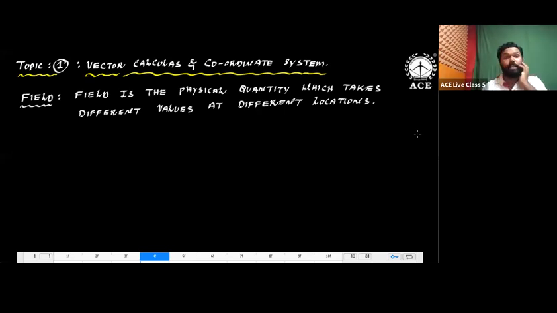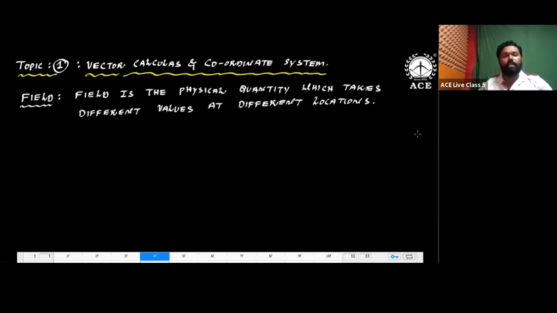A field is a physical quantity, something like a temperature. It is different at the different locations. So you can say that in the hall it is some 22 degrees, near the AC it is different, in the kitchen it is different. So at the different places in the room it is different.